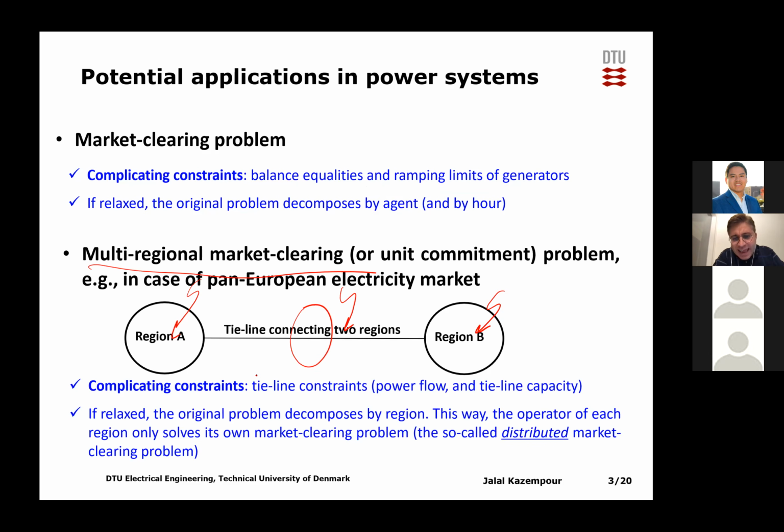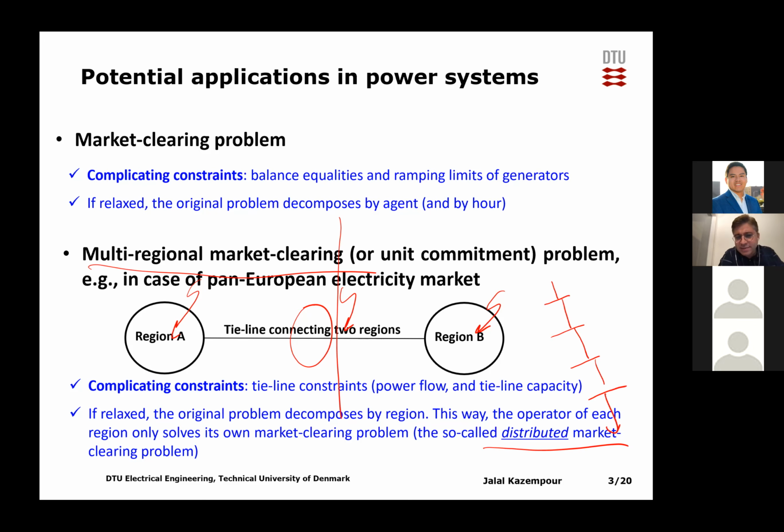And if we relax it, then the market clearing problem or OPF problem, optimal power flow problem, for regions A and B can be solved separately. So then we can decompose the problem by region. If we do so, then we can say that we are solving a distributed optimal power flow problem or distributed market clearing problem.